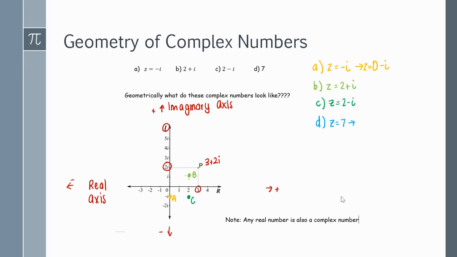Put the point in, and then finally we have z equals 7. Again, I'm going to rewrite this as 7 plus 0i to see my real and imaginary parts. Notice it only has a real part, so I go across 7, but I don't go up or down any numbers. So that's my last point, and I'll call it D, right on the real axis. We're going to come back to the second half in a second video.